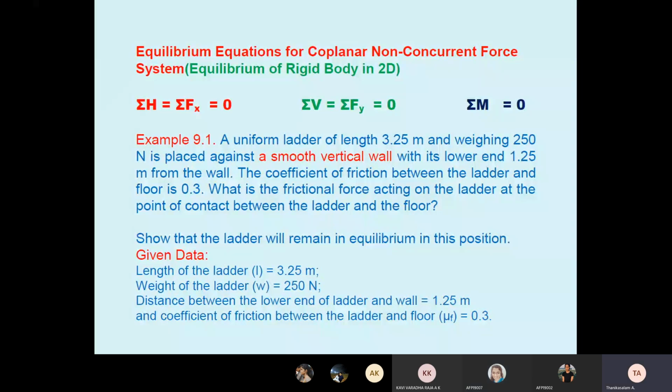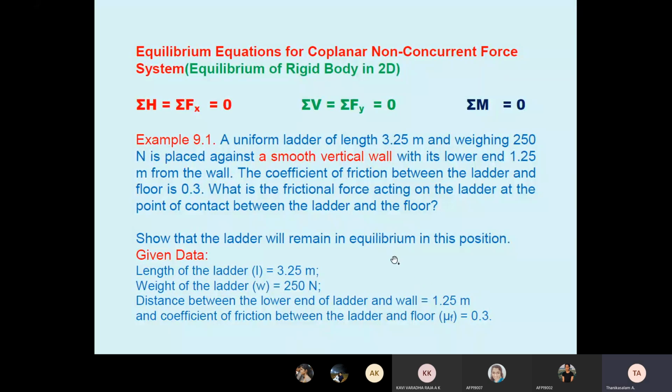Students, I told you the surface is smooth, there is no friction. Whenever a smooth surface is mentioned, that place does not have friction, only reaction will be there. In this question, see, a smooth vertical wall. Therefore, the FW won't act. Friction will be 0 at the wall, but only reaction will be there.